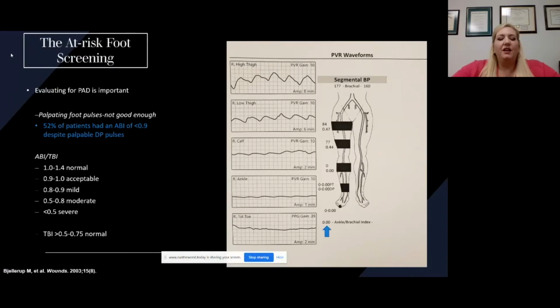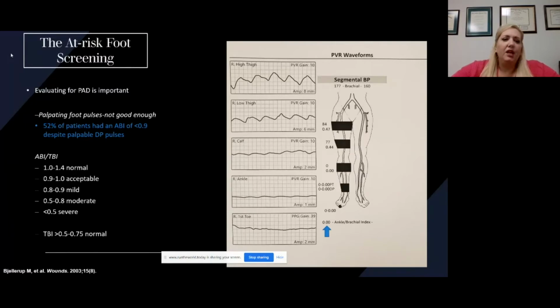Another study showed that even with an ABI, the ankle-brachial index, patients that had palpable pulses had a low ABI. So don't be fooled by palpable pulses. Get some screening studies, ABI, and I would also advocate for a TBI as well. Again, the ABI is ankle-brachial index. You take the blood pressure of the arm and then around the ankle, and you make the calculation.